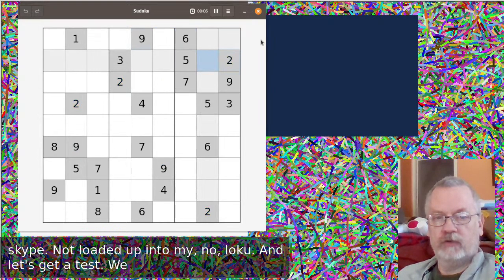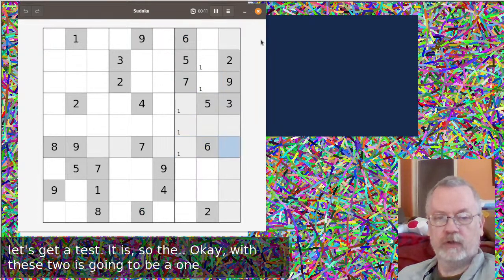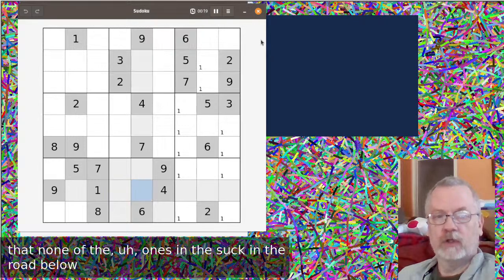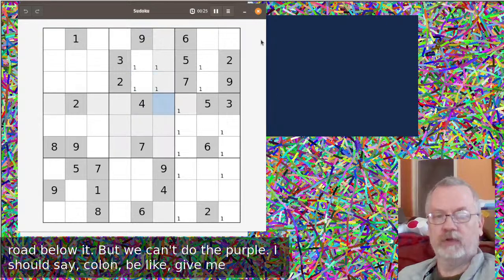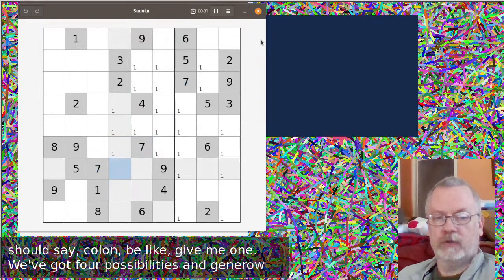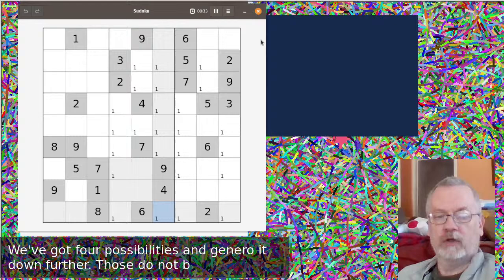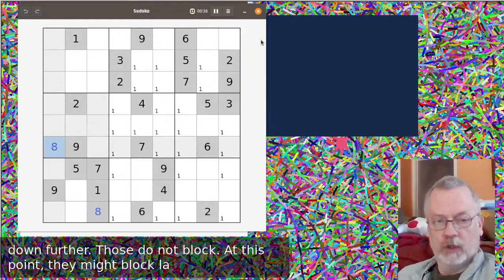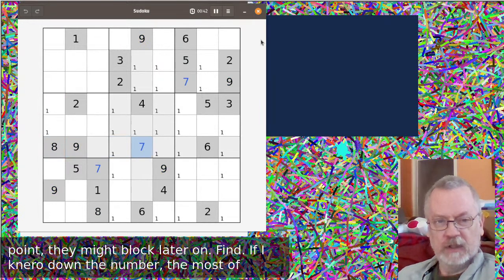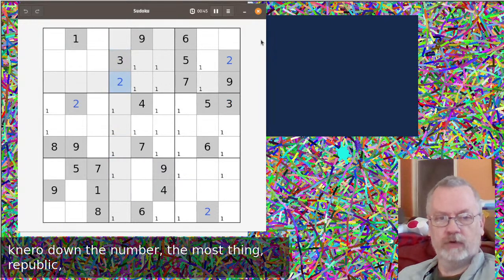Let's see. Okay, one of these two is going to be a 1, which means that none of the cells in the row below it can be a 1 either. We've got a 1 in this row, I should say the column below it. Over here, we've got 4 possibilities, nothing to narrow it down further. Those do not block at this point. They might block later on if I narrow down the rows they can be in. And that's the 1s.